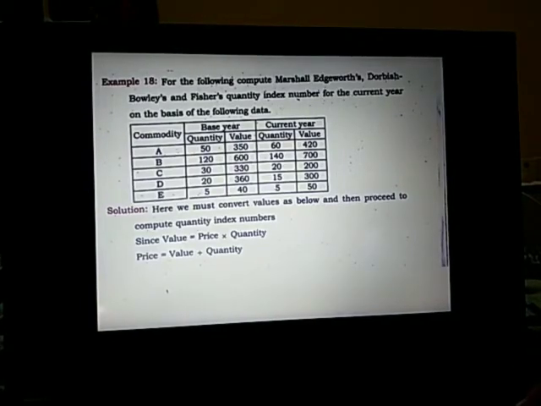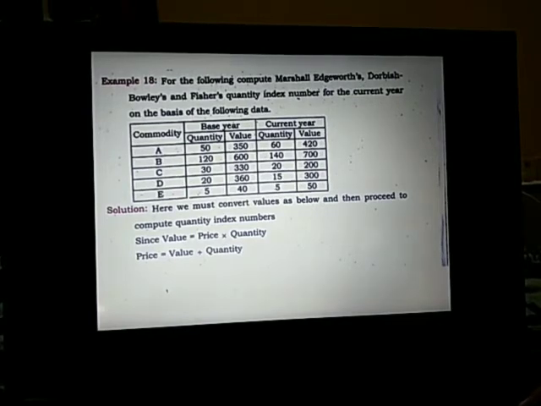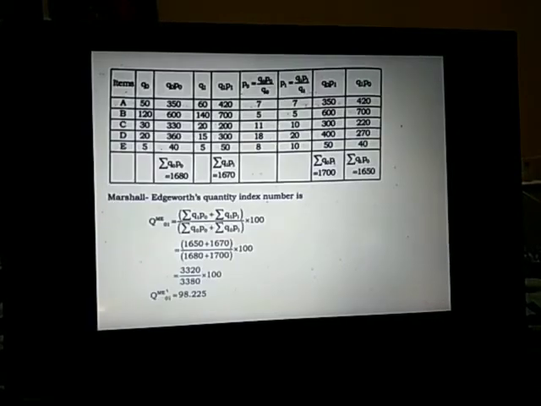50 for the first item, commodity A, for the base year quantity was 50 and the value was 350. So Q naught is 50 and Q naught into P naught is 350. Then Q1, and Q1 into P1 is 420, the value of the commodity A in the current year.